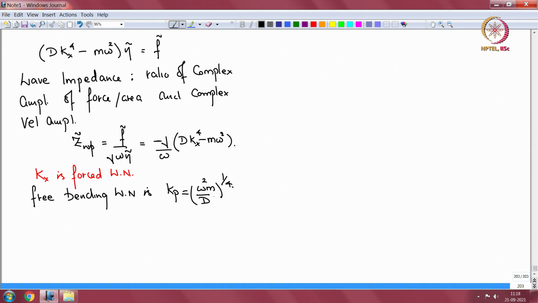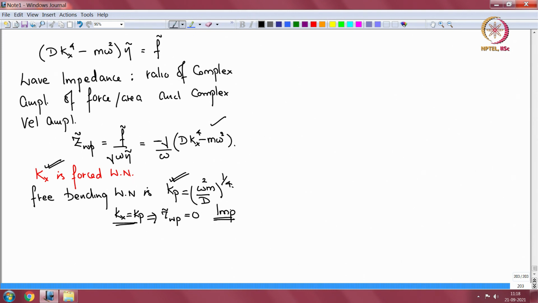And what is that? Okay, so if now kx becomes equal to kp, you can see that z tilde, then z implies z tilde wp goes to 0. So the impedance goes to 0. It's like resonance, right? Kp is naturally what the panel likes, the free wave number, and kx is what we are forcing into the plate. So if those two become equal, the impedance will go to 0.